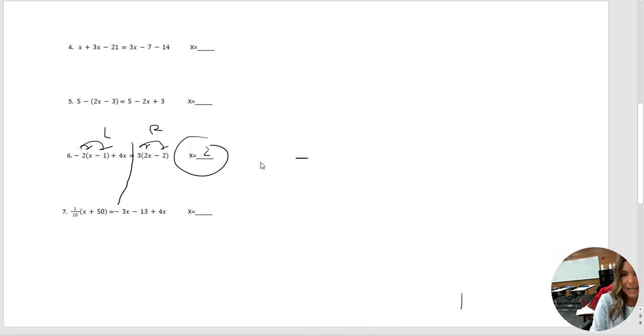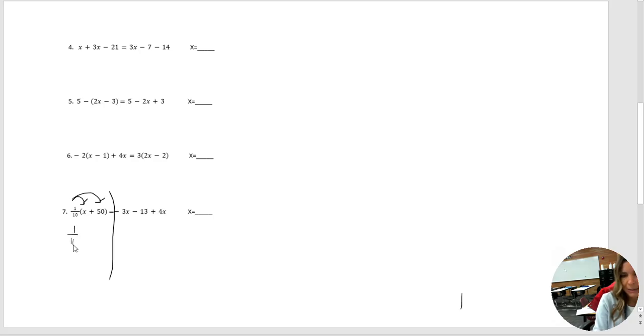Now on the next one, we have a fraction next to our parenthesis, but it doesn't matter. Fractions, decimals, integers, we can work with all of those different forms of numbers. So first step, distribute. 1/10 times x is 1/10 x. 1/10 times 50, multiplying by 1/10 is the same as dividing by 10, so that's going to be a 5. And then on my right side, I am going to combine the negative 3x with the positive 4x, which is a 1x minus 13.